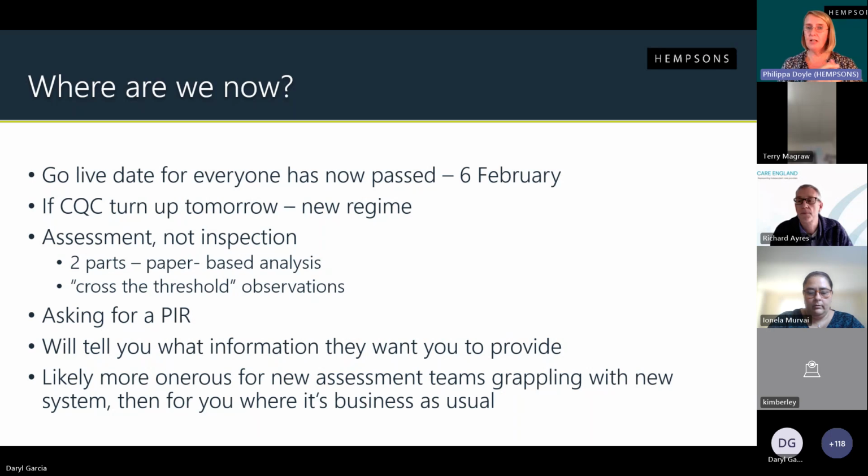CQC are asking for PIRs in advance. And they do tell you to a certain degree what information they want you to provide. They tell you which quality statements they're assessing you against. And if they don't, then please do ask. The general view is it's likely more onerous for them than it is for you, because for you, it's business as usual. For them, they're grappling with new systems and new processes, which, as we've all heard and come to realise, aren't quite going to plan and how they would have expected.